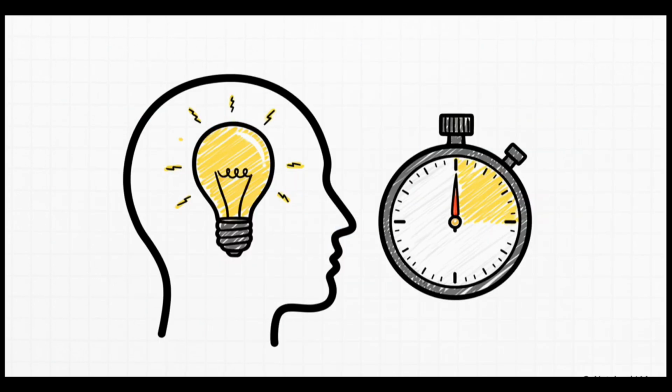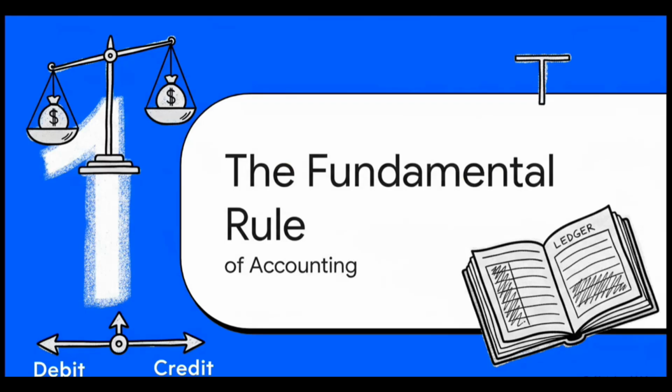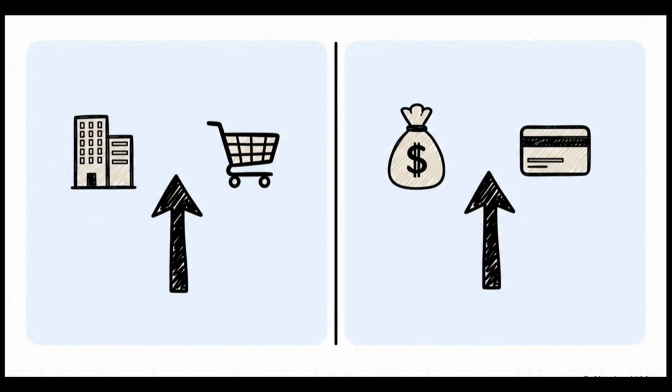But what if I told you we can make it all just click? And not just for now, but for good. And yeah, we can do it in just the next minute or so. Let's dive right in. Okay, so first things first, we have to cover the fundamental rule. At its core, all of accounting is built on this really simple two-sided system. And yep, you guessed it, those two sides are debit and credit.